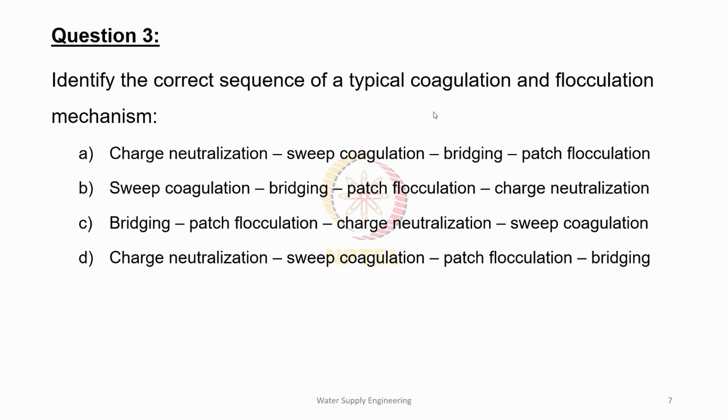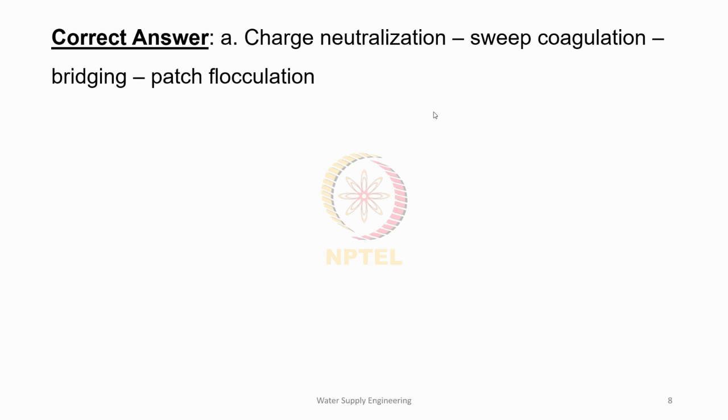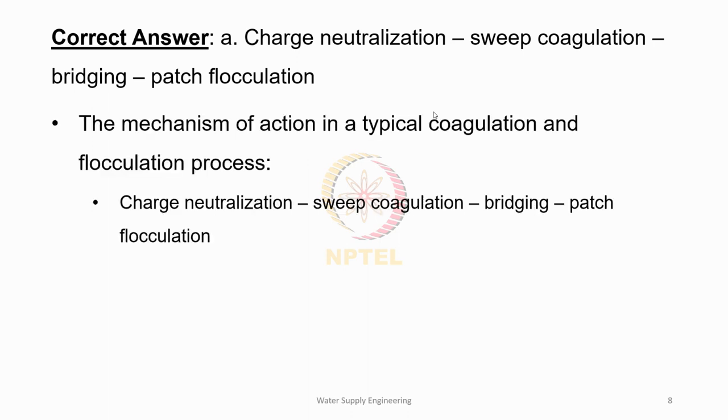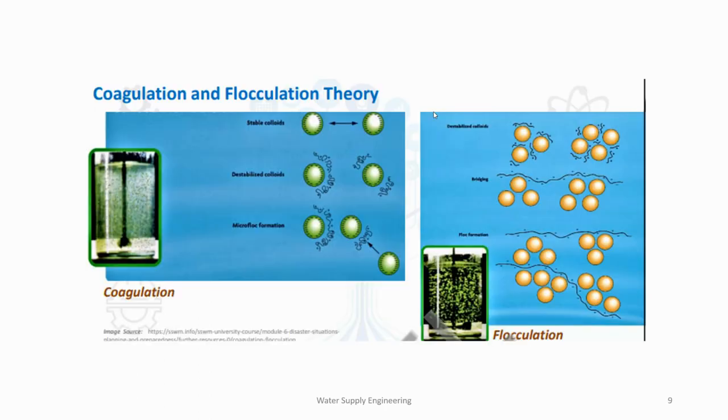Okay, so let's see the correct answer. Correct answer is option A, charge neutralization, sweep coagulation, bridging, patch flocculation. So, the mechanism of action typically proceeds like first charge neutralization, then sweep coagulation, bridging, and patch flocculation. So, let's see each one of them. So, first we will see what is coagulation and flocculation theory.